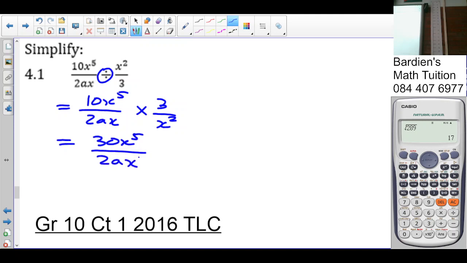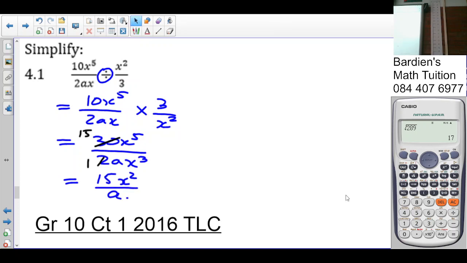So it's 2ax cubed. As you can see here, 2 goes into 2 once, 2 goes into 10 five times, so it's 15. There are more x's on top, so 5 minus 3 is 2. And of course that denominator.